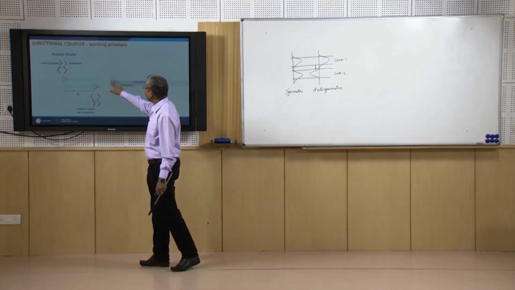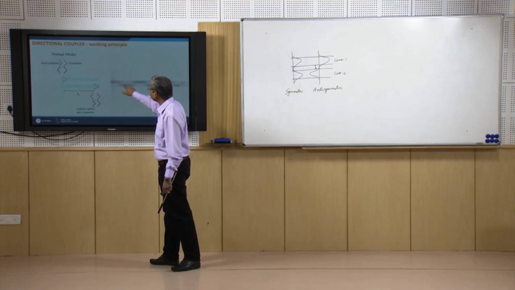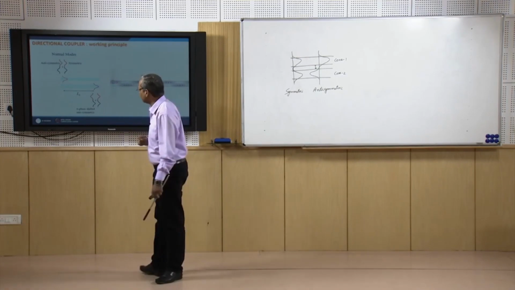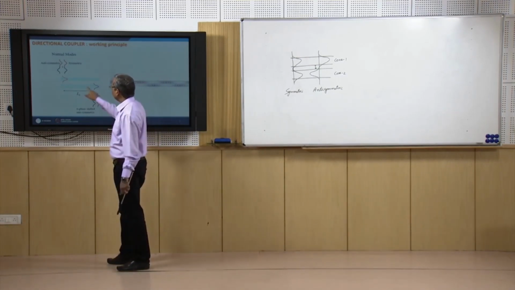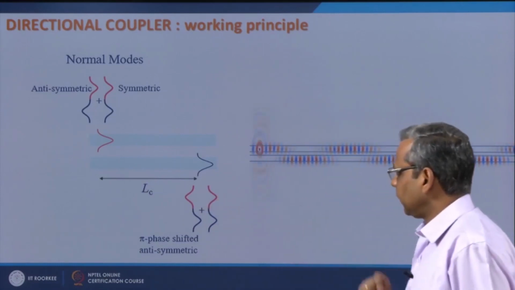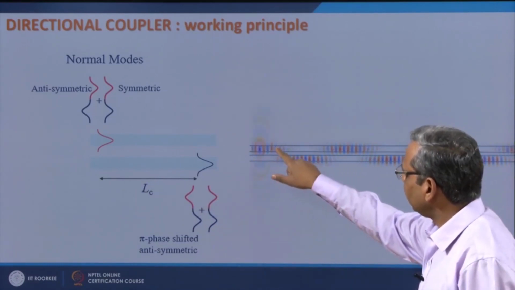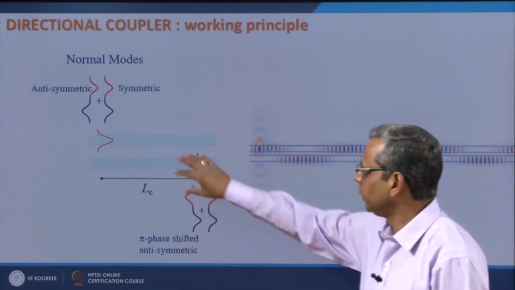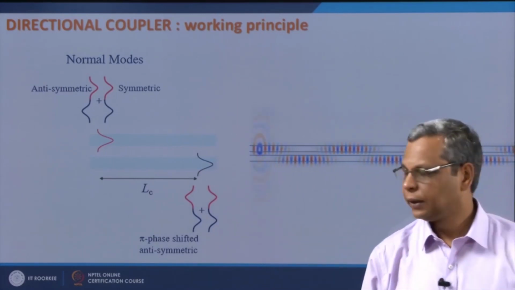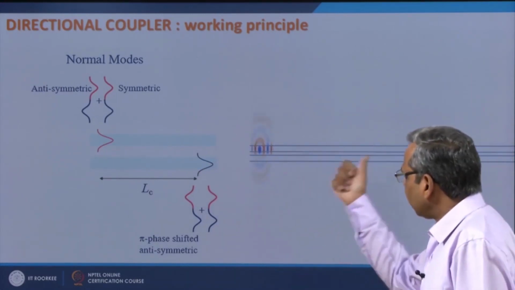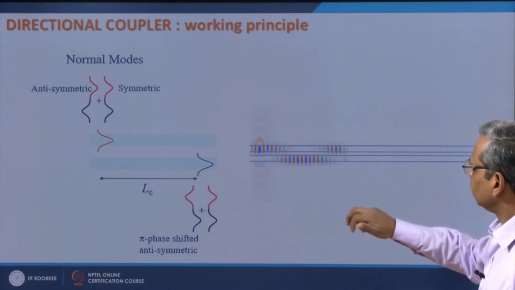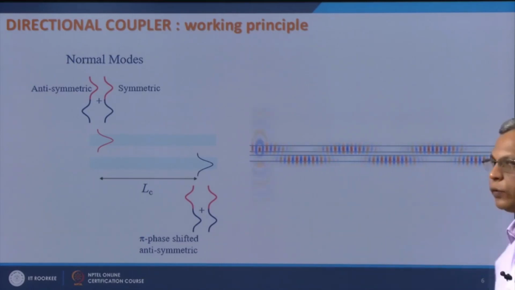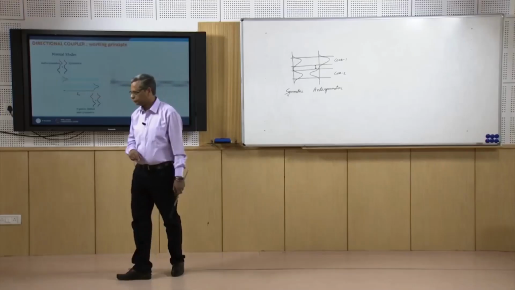So, if you launch light into this, then after a certain distance, which is known as LC, the coupling length, the minimum length at which the entire field couples from core 1 to core 2 is known as coupling length, then at this length entire power will get transferred into the second core. I am assuming that these two cores are identical. If I let it propagate further, then it will switch back to core 1 and then again to core 2. So, there would be periodic switching of power between the two cores.